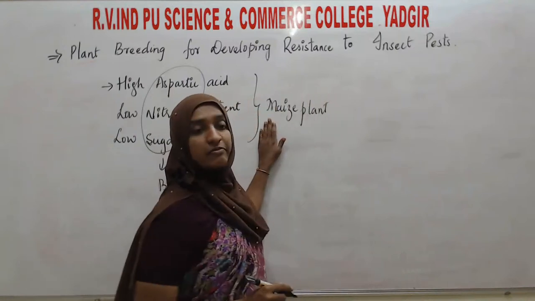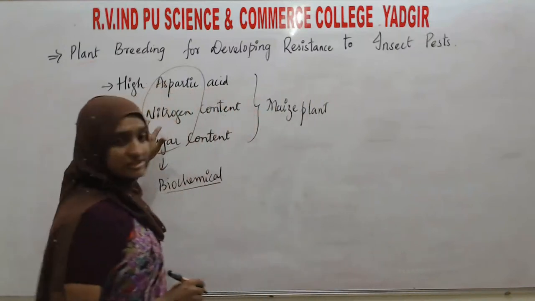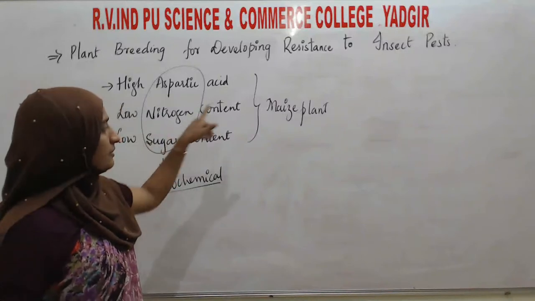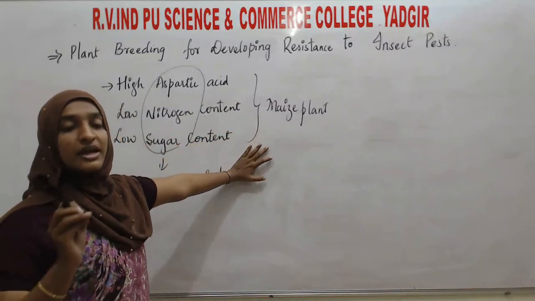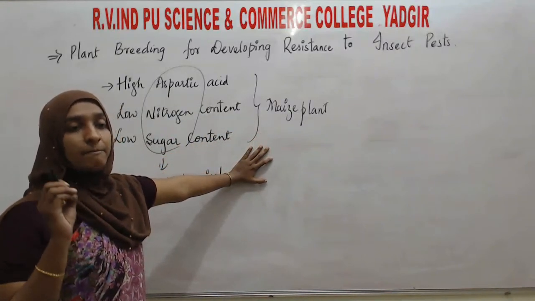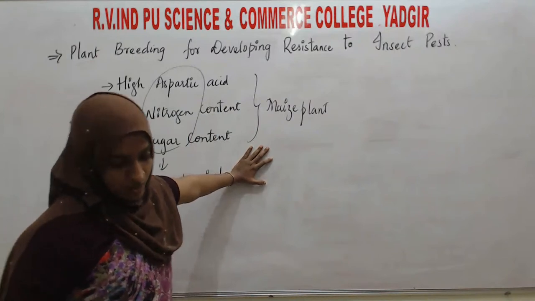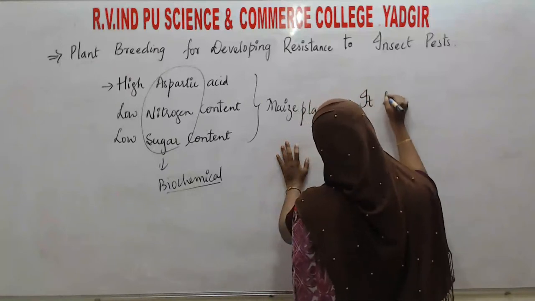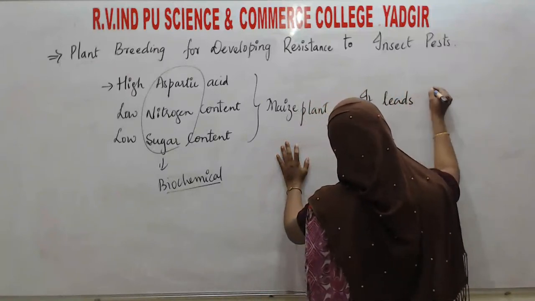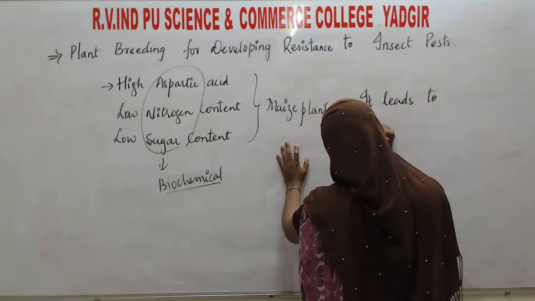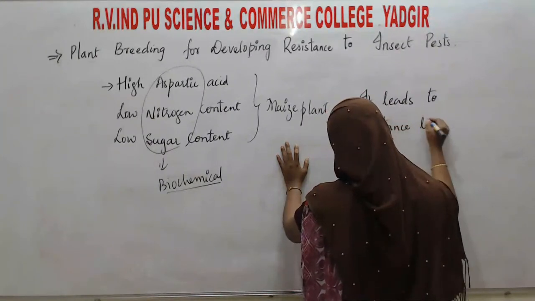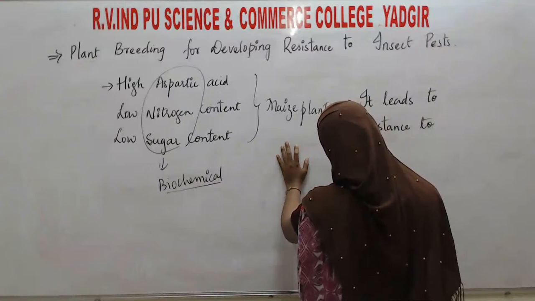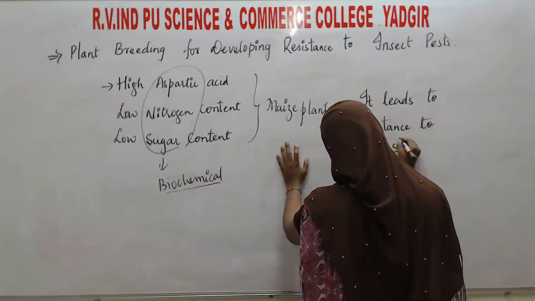See here, in the maize plant, if these biochemical changes occur, these maize plants are not going to be affected by what? By the maize stem borer. It leads to resistance to maize stem borer.